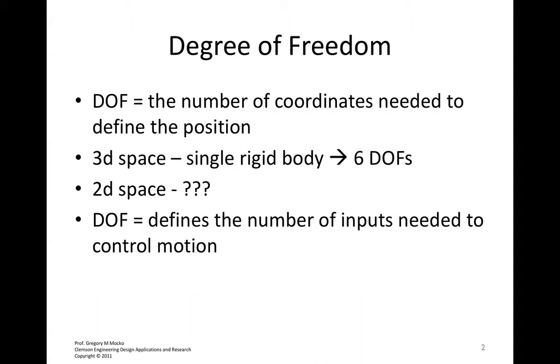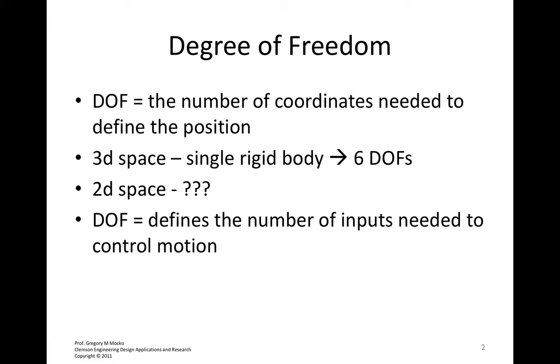So before we move on to what a linkage is, we need to discuss and understand what a degree of freedom is. A degree of freedom is the number of coordinates needed to define the position in space. So in 2D space, there are 2 coordinates that need to define a point, not a body, but a point. In 3D space, there are 3 coordinates that need to define that point, not that space.